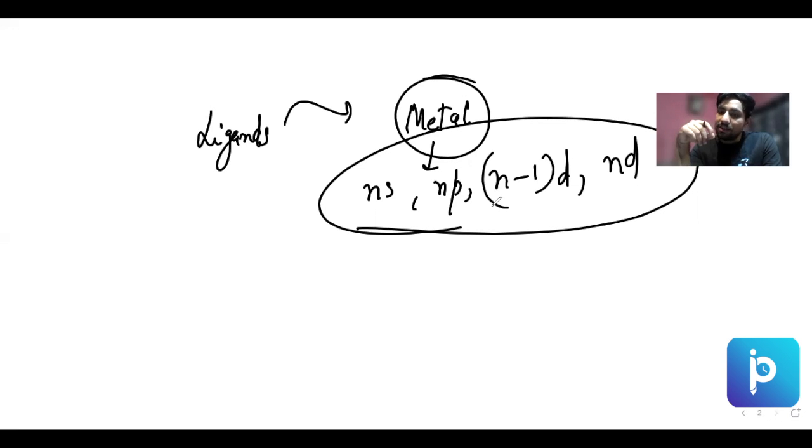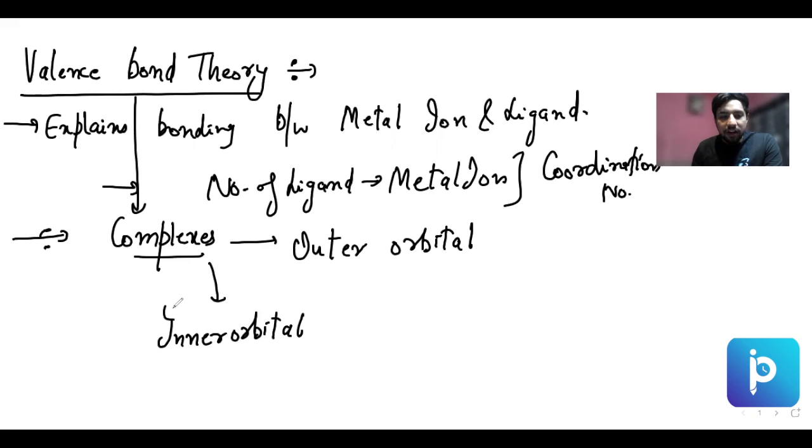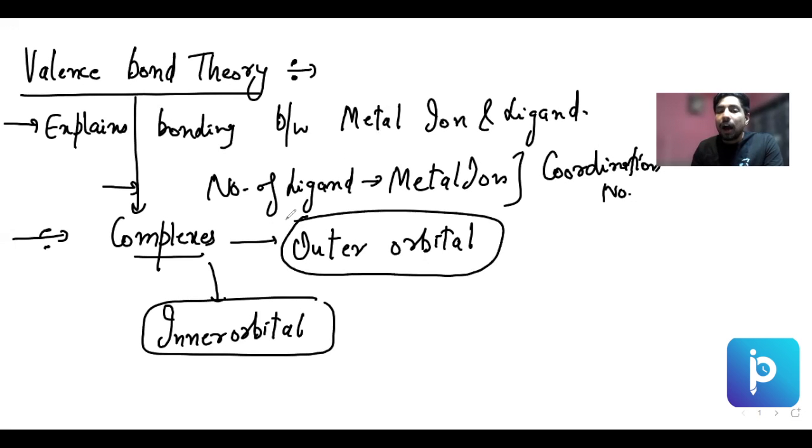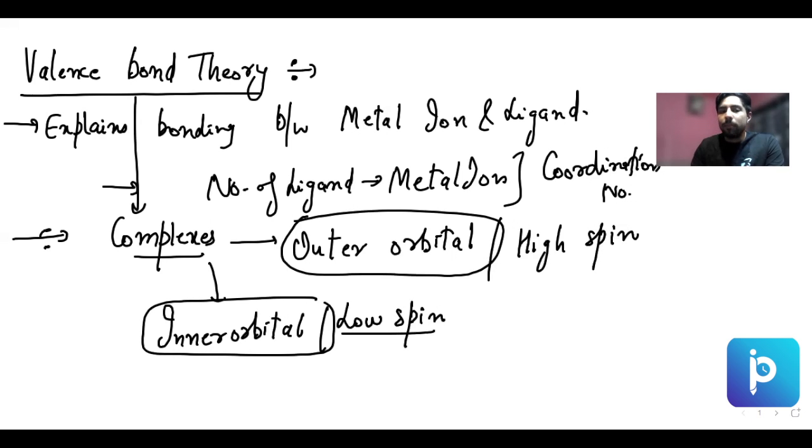Okay, and on the basis of the types of orbitals used, that what type of orbital is used by the ligand of that metal, the complexes have been classified into two types: inner orbital complexes and outer orbital complexes. Okay, inner orbital complexes are also called low spin complexes, and outer orbital are also called high spin complexes. Okay, inner orbital and outer orbital.